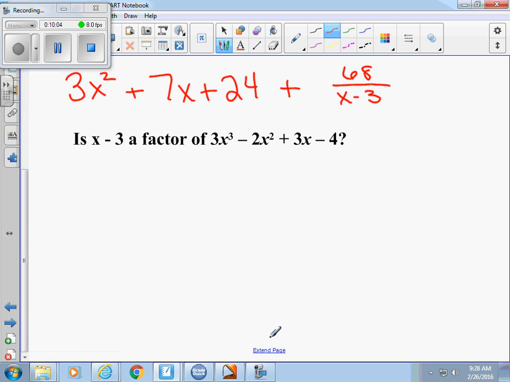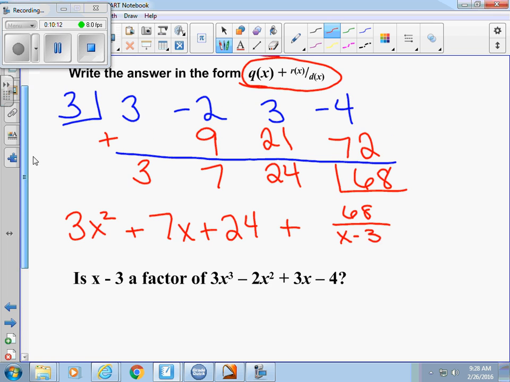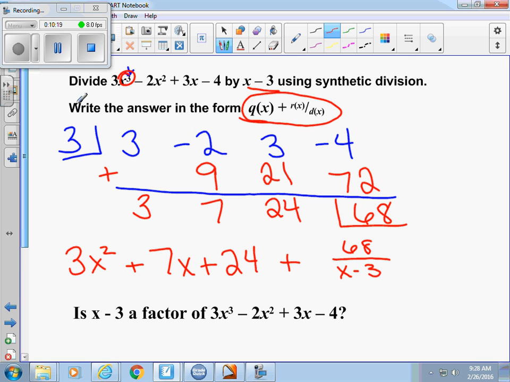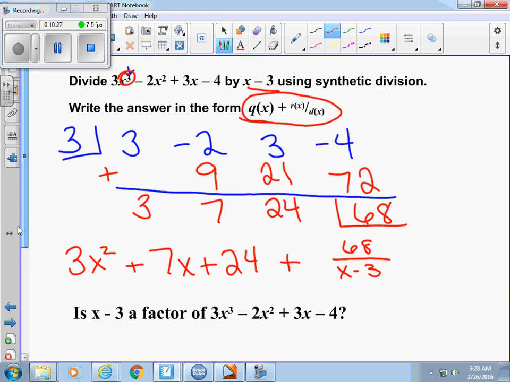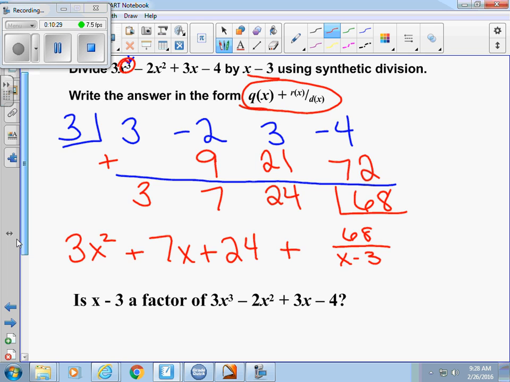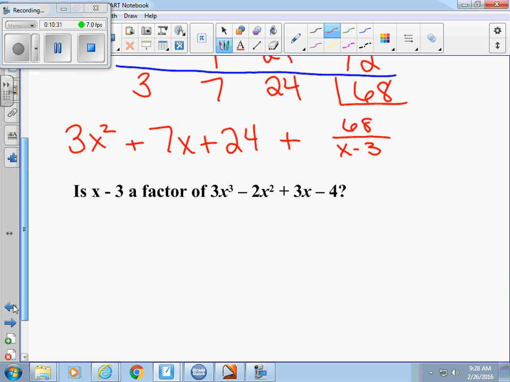The next question is an interesting question. It asks us if x minus 3 is a factor. Right here, it's always the opposite sign of this. So you just change the sign. It asks, is x minus 3 a factor of that polynomial we just divided it out of?